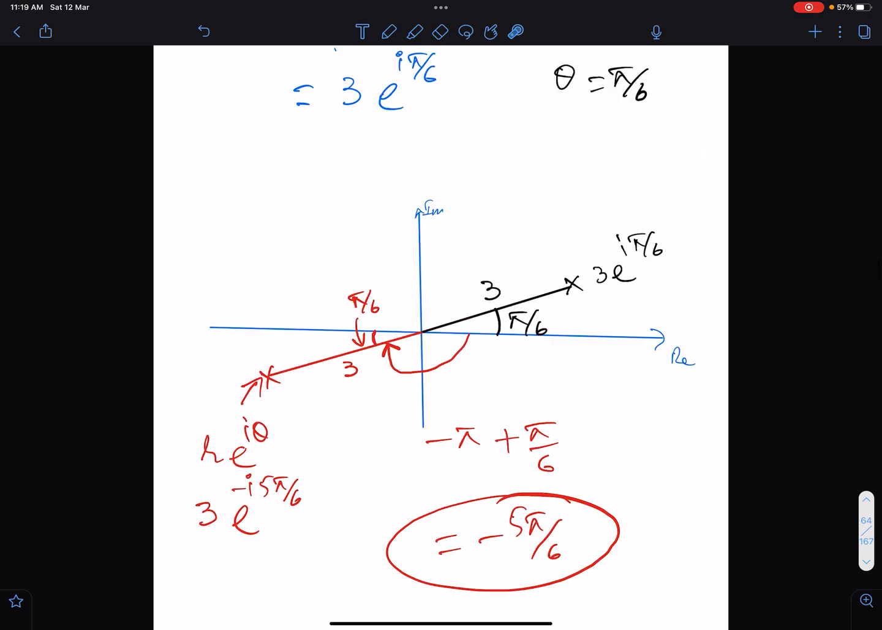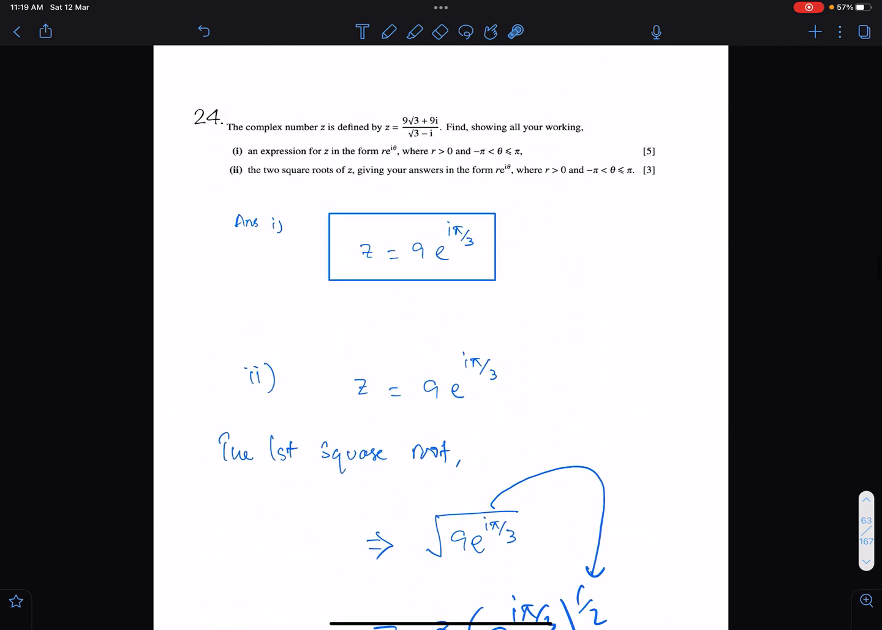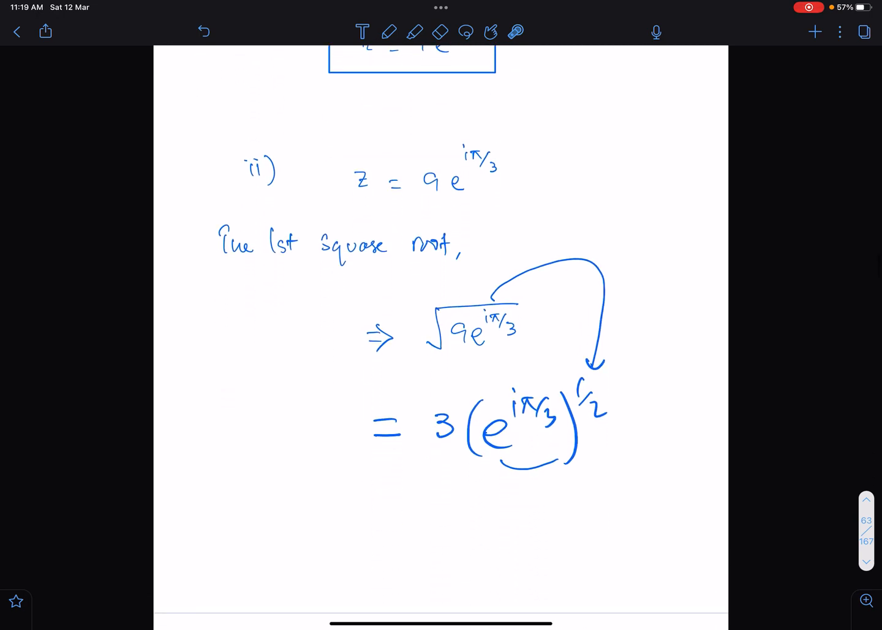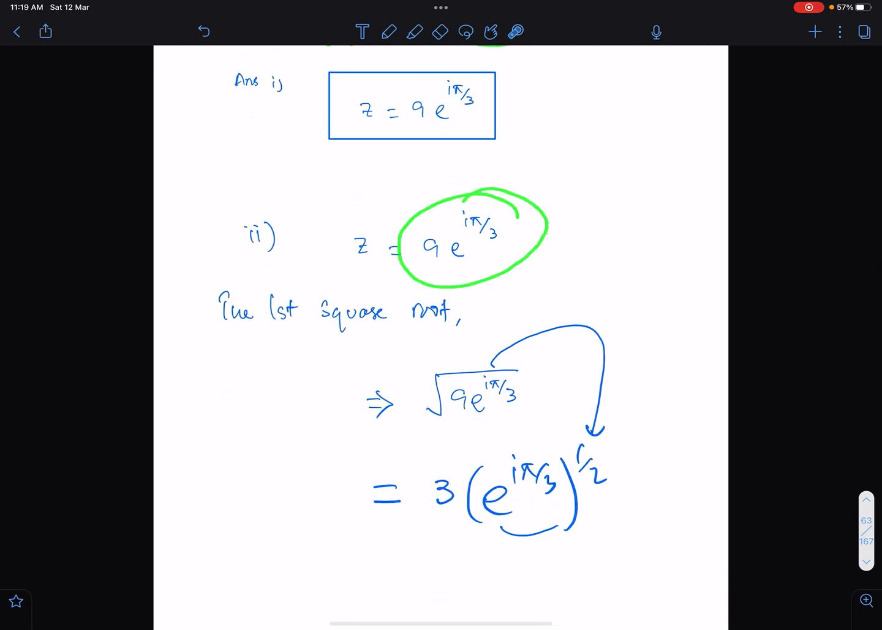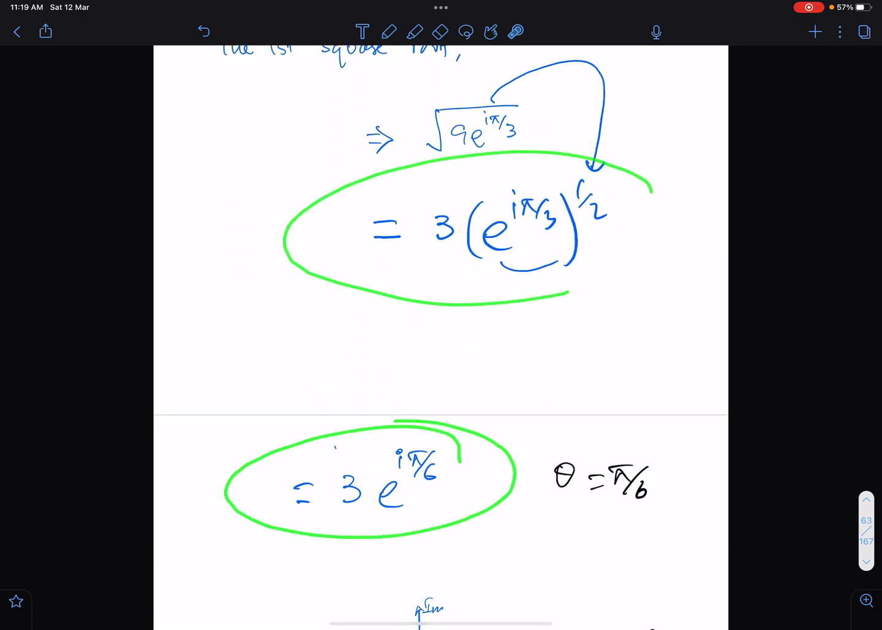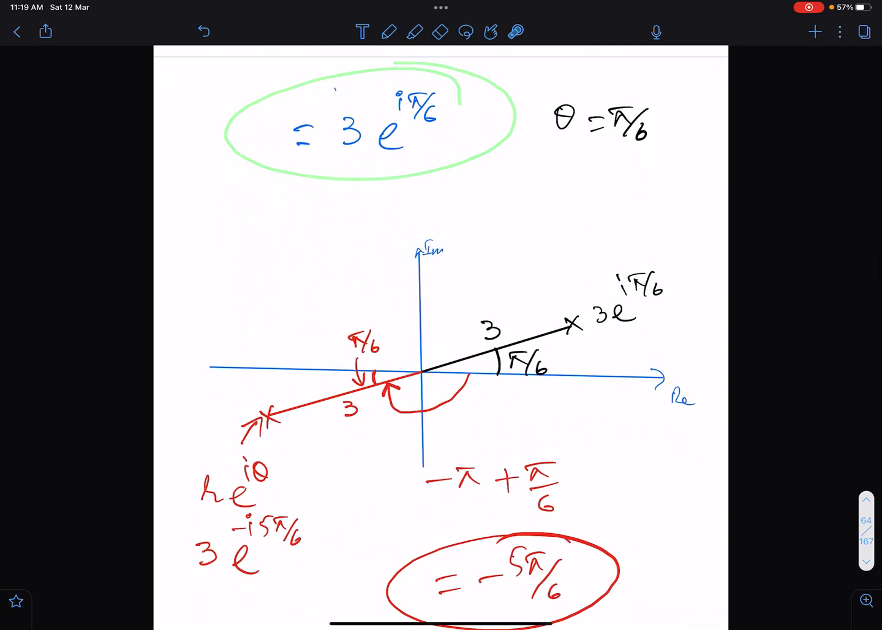So whenever the question is to find the two square roots in this form, always find the first root directly by taking the square root of the given complex number. This is the first square root, this one. For the second square root, just sketch this root on our Argand diagram. The second square root must be in the opposite quadrant. Since this root is in the first quadrant, the second root must be in the third quadrant.